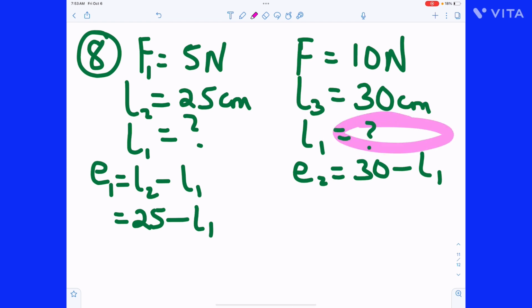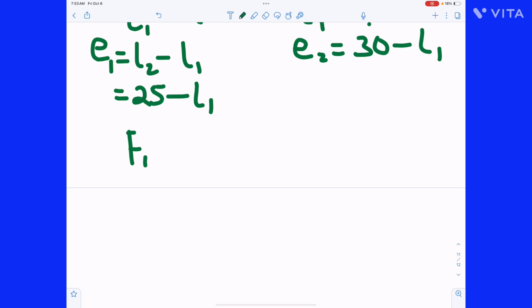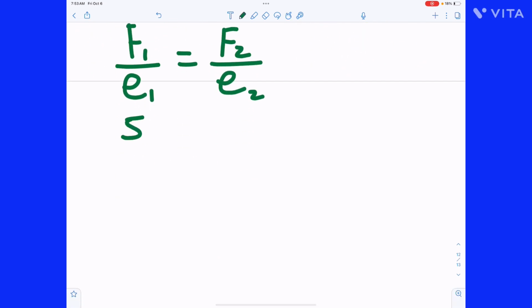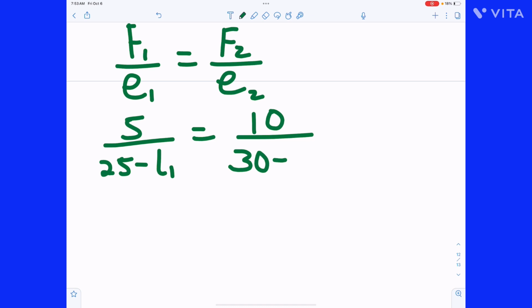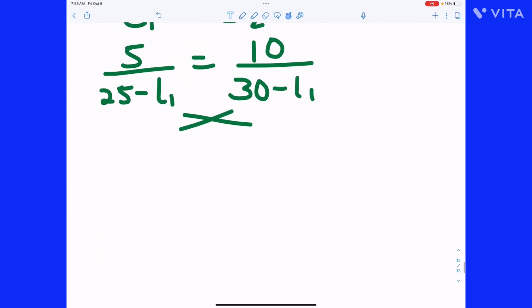We don't know this, so we just leave it there as a letter. So this gives us what? F1 from Hooke's law, F1 over E1 is F2 over E2. So let's do 5 over 25 minus L1 is 10 over 30 minus L1, and cross multiply. I hope I substituted that correctly. Good. Everything is okay. So let's cross multiply.